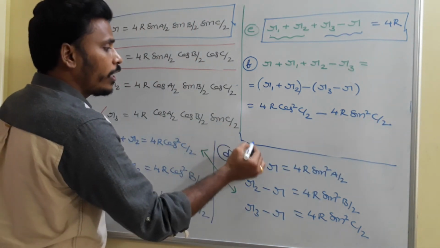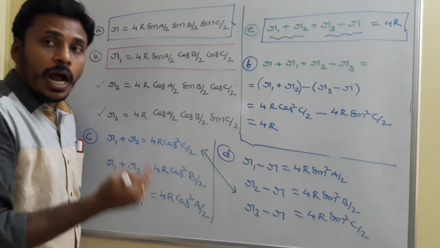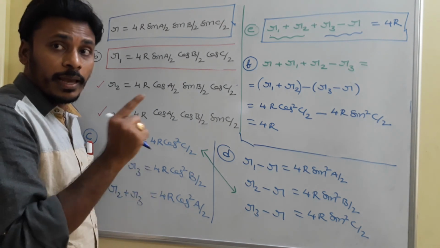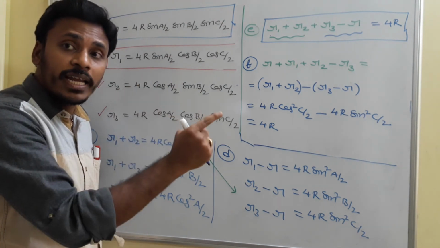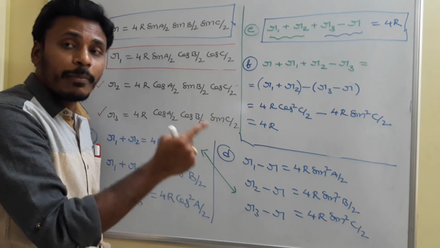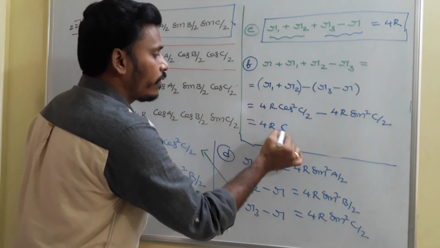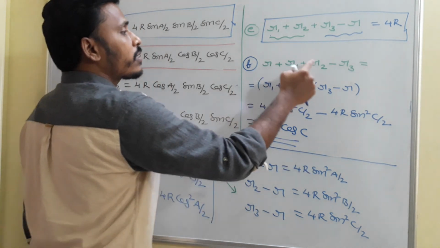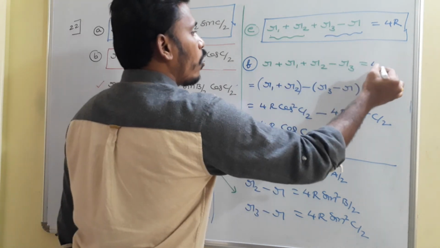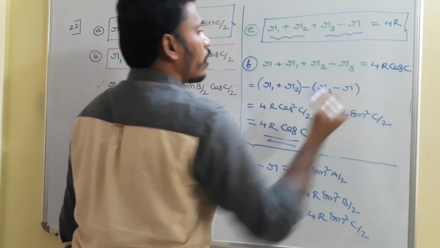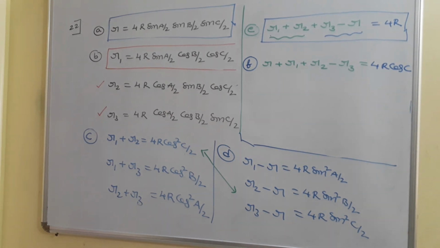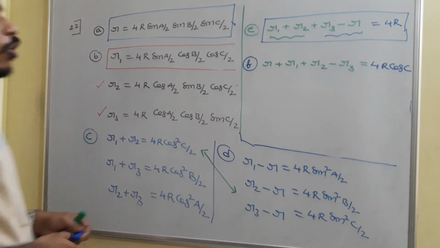Now this time you need to take that 4r common. And now in the bracket what we have? Cos square C/2 minus sin square C/2. Think about it once again. Cos square theta minus sin square theta is cos 2 theta. With that idea, this is cos C. So this is the result. r plus r1 plus r2 minus r3, at the end we have 4r cos C. Just have a look. So r plus r1 plus r2 minus r3 is 4r cos C.